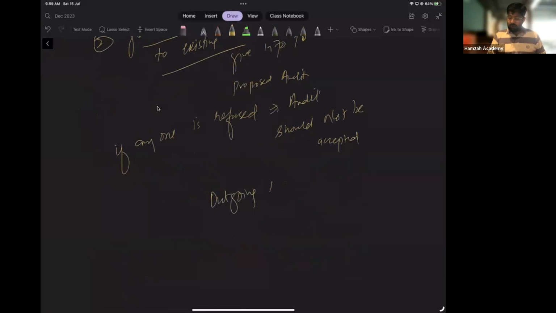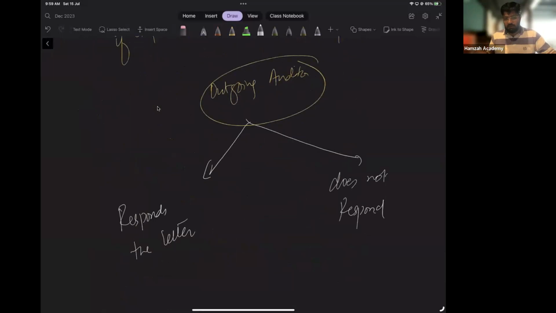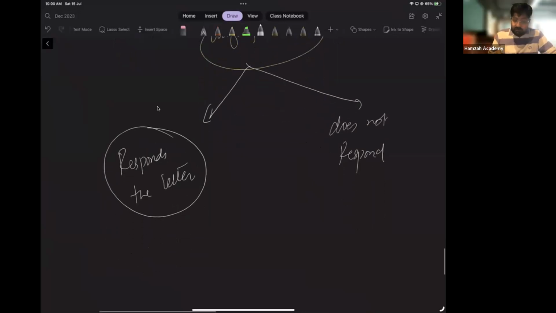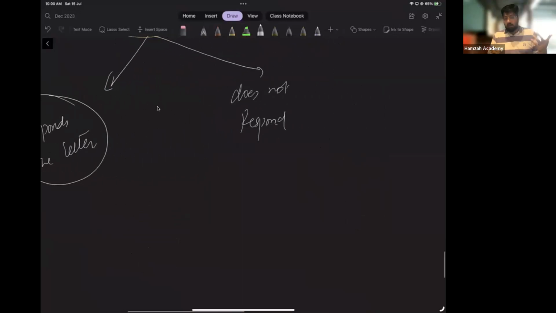Outgoing auditor, two possibilities are there. Number one is the response. Number two, they do not respond to the letter requesting information. That possibility is also there. If they respond to the letter, well and good. This is all we wanted. If they do not respond, what will we do?